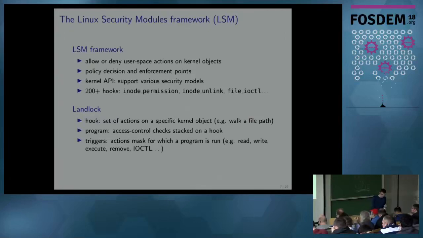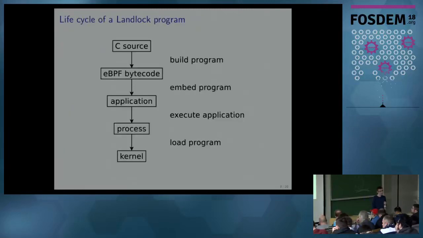So now let's take a look at how we can write Landlock rules, so a set of Landlock programs. So it's mainly eBPF. The easy way is to write the eBPF program in C. So actually it's not really C, it's a subset of C, but it compiles with Clang, which is really useful. So you write your eBPF program in C, you then compile it, and you get eBPF bytecode. Then you can embed this bytecode in your application, and when this application is executed, the resulting process can then load the eBPF program in the kernel.